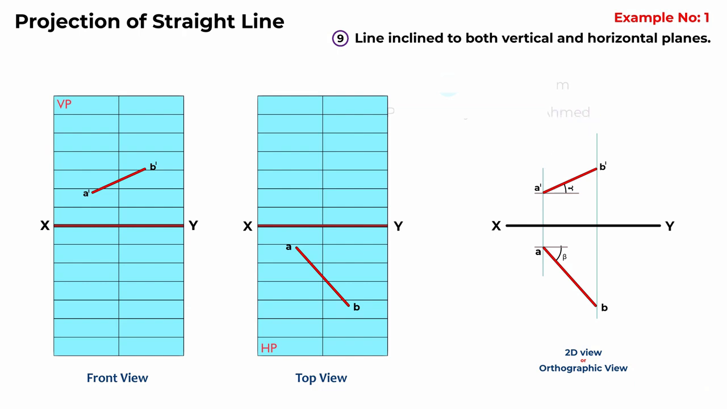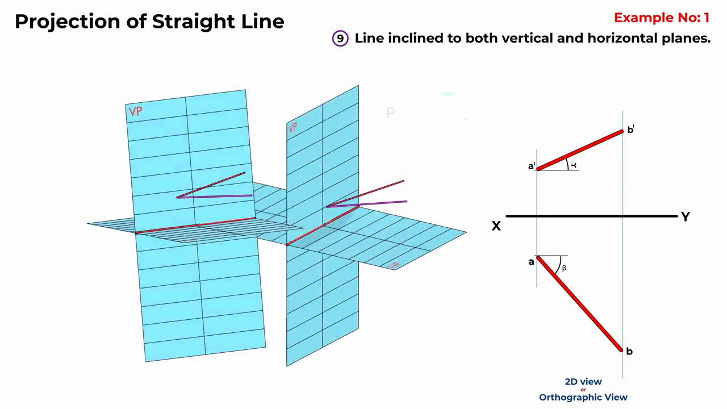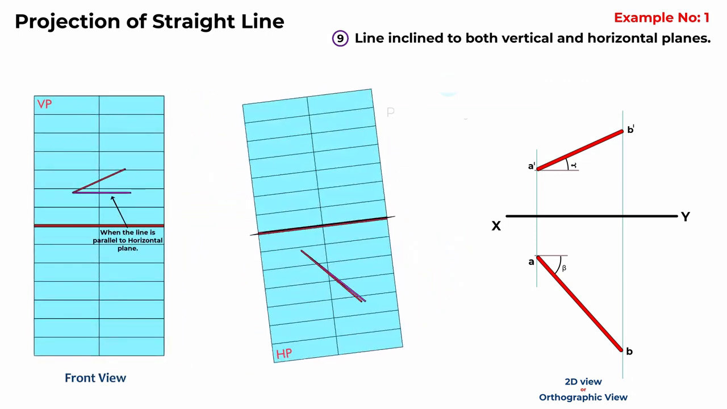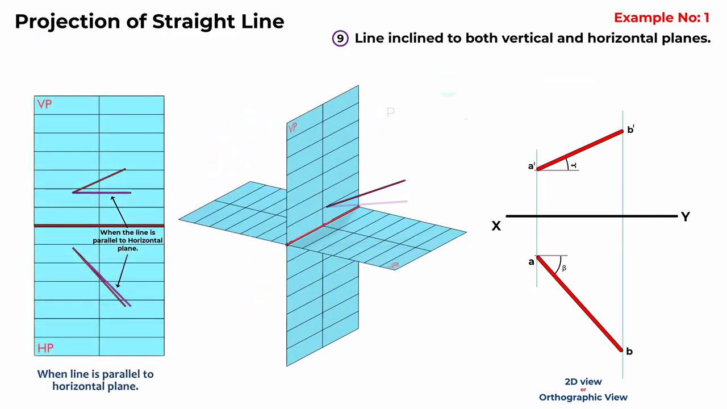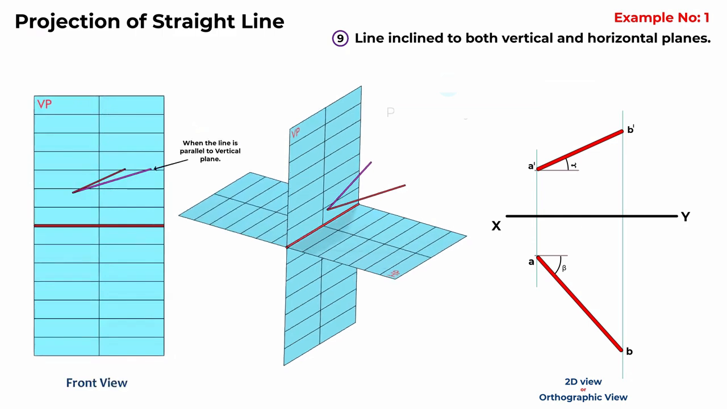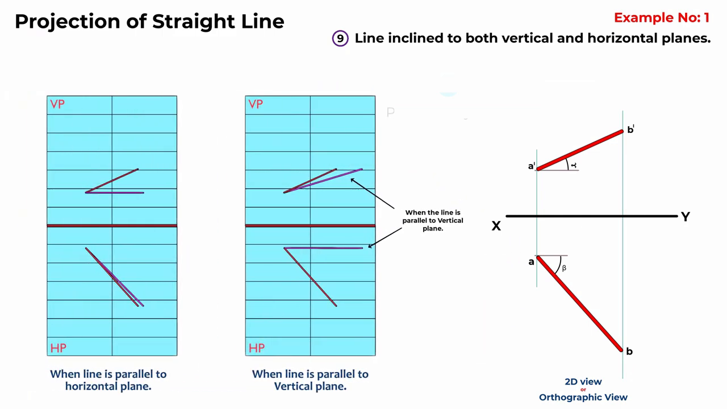Now, let's tackle how to find the true length of a line that's inclined to both the vertical and horizontal planes. If our line was inclined to just one plane, we'd easily see its true length in one of the views. For instance, imagine this line parallel to the horizontal plane. From the top view, you'd clearly see its true length. Similarly, if it were parallel to the vertical plane, the front view would reveal its true length. Keep these images in mind as a reference.